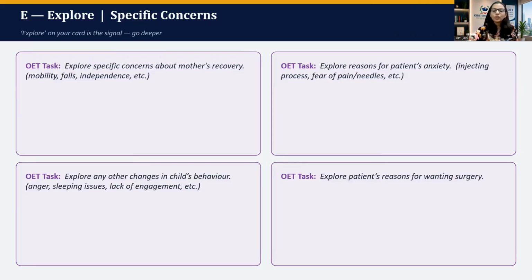Let's learn how. The point says explore specific concerns about mother's recovery. So here we want to explore what specifically is bothering the carer about mother's recovery. So ask an open-ended question: what specifically is bothering you regarding your mother's recovery? Do not ask, are you concerned about your mother's mobility, falls, or independence? No, never ask this question. Create an open-ended question. What particularly is bothering you regarding your mother's recovery?